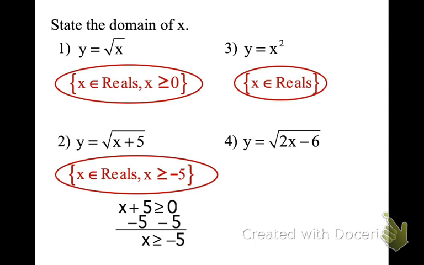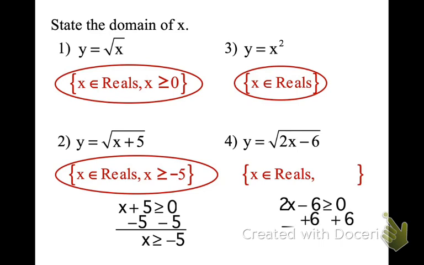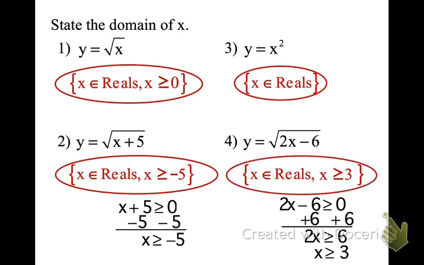Number 4, I'm going to take what's under the radical and set it greater than or equal to 0, because it can't be a number less than 0. That would be a negative. So I add 6, divide both sides by 2, and x is greater than or equal to 3. So x is an element of the reals, and x is greater than or equal to 3. Now this is different because it's asking for the domain, not the restrictions. If I ask for domain, you do say it's an element of the reals, as in the real number system.